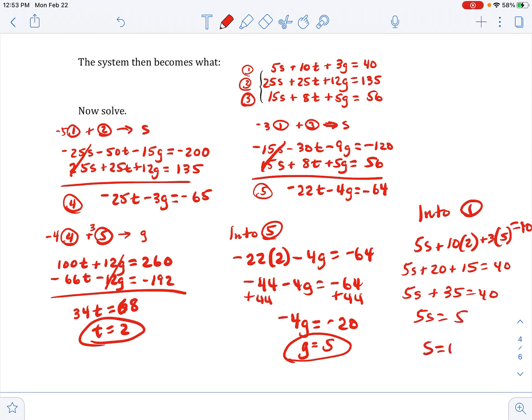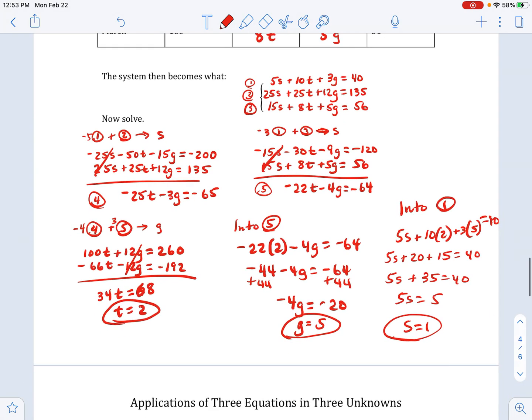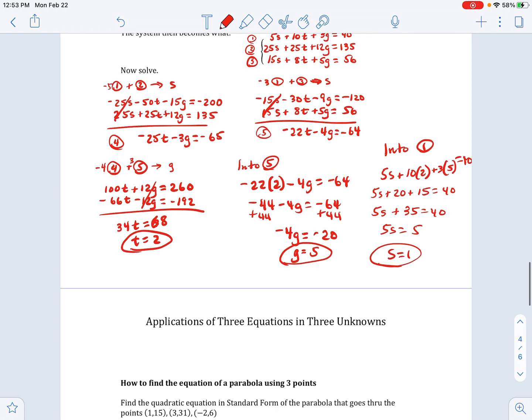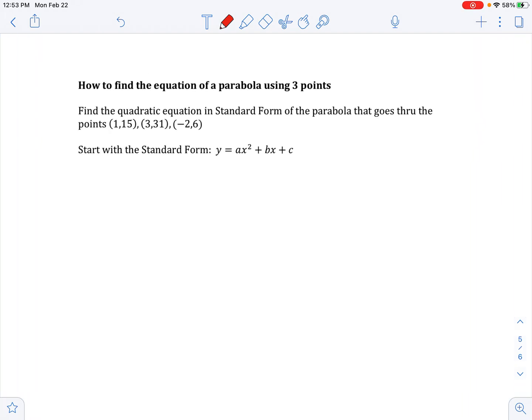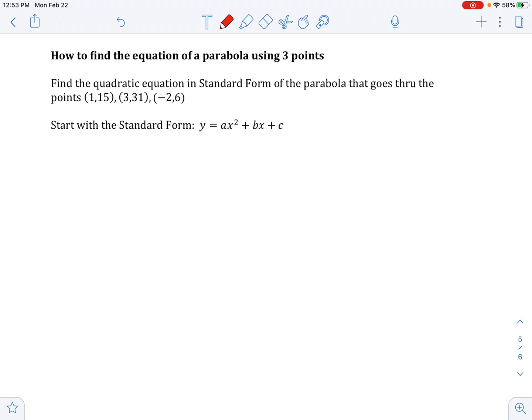So the last thing we need to do is clarify and say, songs are $1 a piece, television shows are $2 a piece, and games are $5 a piece. All right, last application, and this one is a little bit more algebraic. However, it's such an interesting technique that it's definitely worth looking at as an application for systems of 3 equations. Let's take a look at this very last example, how to find the equation of a parabola using 3 points. So we're accessing lots and lots of information here.